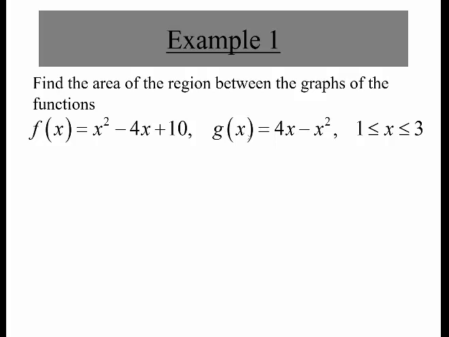All right, but let's find the area of the region between the graphs of the functions. So we have f of x is equal to x squared minus 4x plus 10, and the other function g of x is 4x minus x squared. What I'm saying here is I want you to find the area of the region for x between 1 and 3 inclusive. So that's what this part is here.